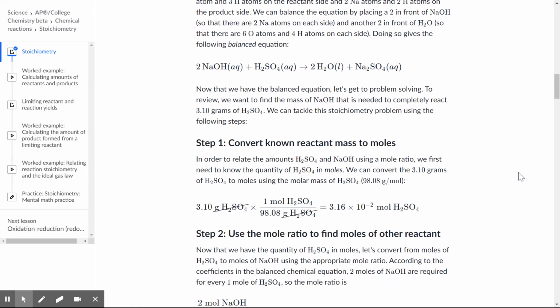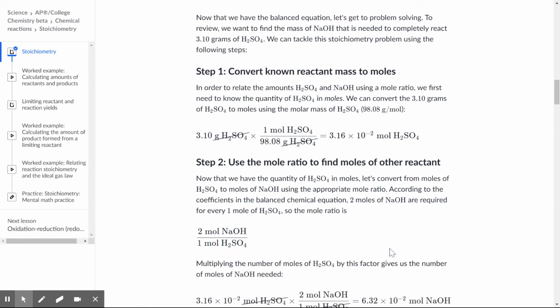To figure out how many moles that is, I'm going to need the molar mass. And I can figure that out by using the periodic table. And so 3.10 grams, multiply that by 1 mole divided by the weight, which you see here. The weight is grams per mole, and then I'm going to find out what the mole is right here. And so what I know is the ratio of my reactants is 2 to 1.